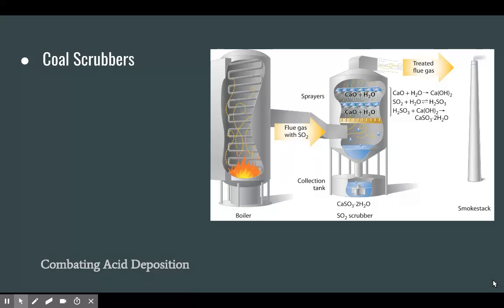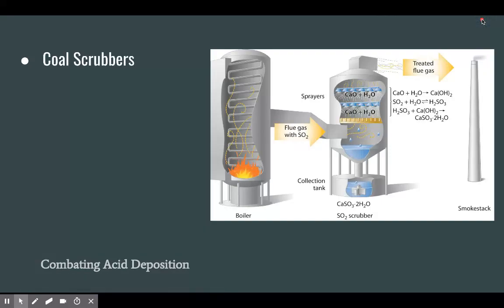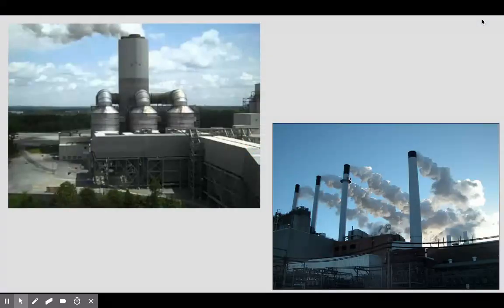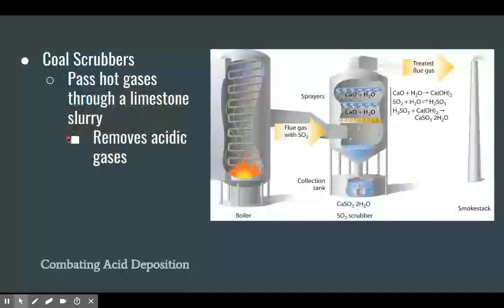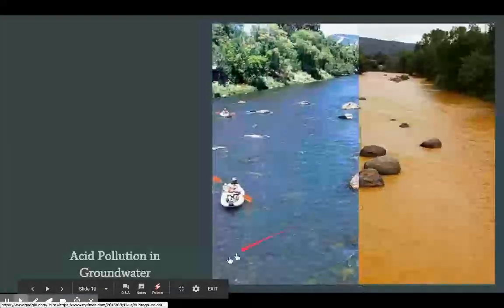Coal scrubbers pass the hot gases produced during combustion through a limestone slurry. That catches some of the noxious gases, so there's less nitric oxide or sulfur dioxide emitted into the atmosphere. Here you can see two examples of coal scrubbers. They're down in here catching everything before it's emitted off into the atmosphere.